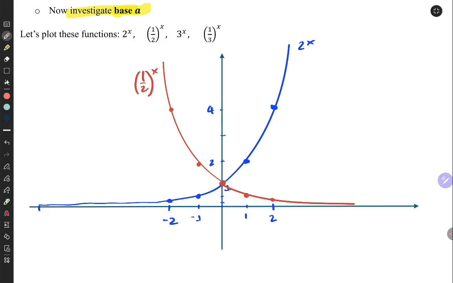So that's why I erase the purple. I don't draw the 1/3. The purple one is 3 to power x. So 1/3 to power x, right there.